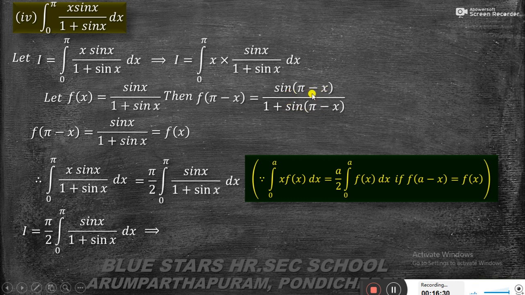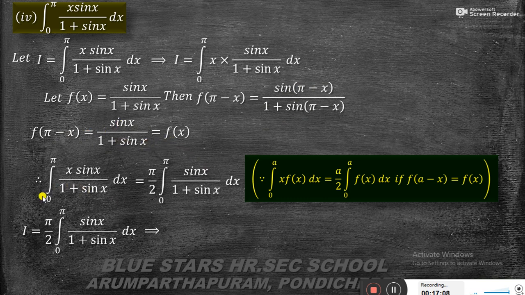Pi means 180 degrees. 180 degrees minus theta means we rotate downward and it comes to the second quadrant. In the second quadrant, only sine is positive. So sine of pi minus x means sine x. Therefore f of pi minus x equals sin x by 1 plus sin x, which is f of x.